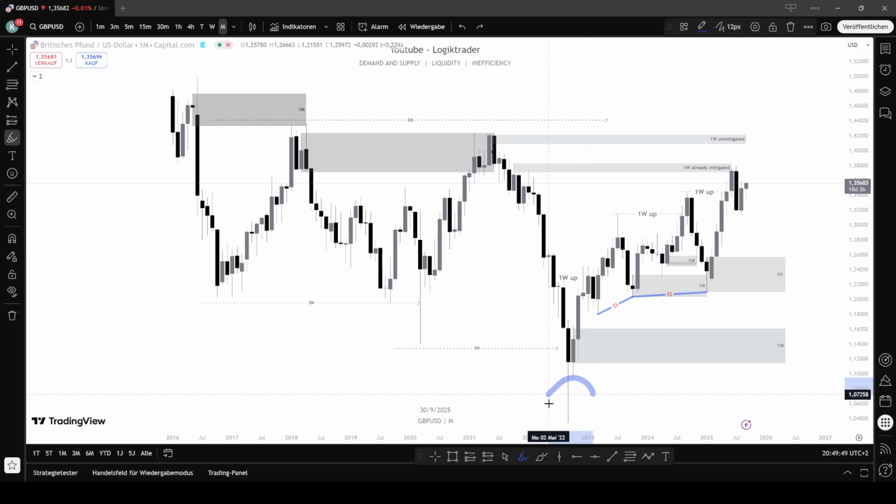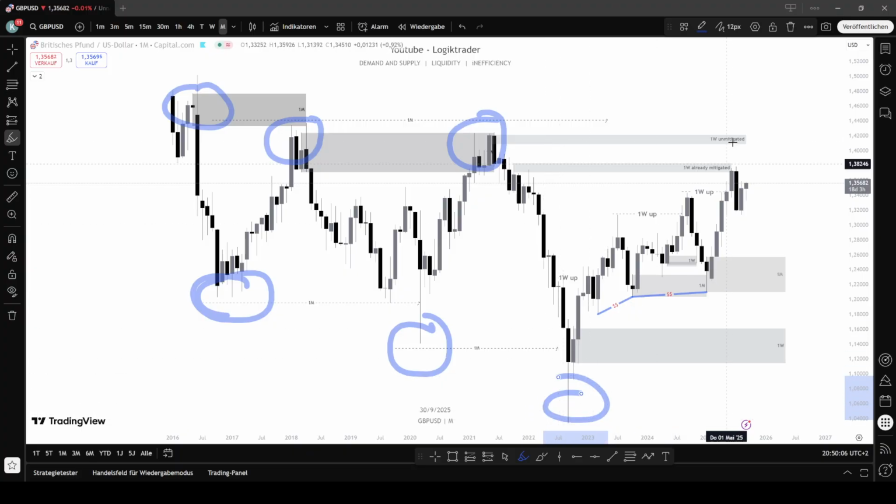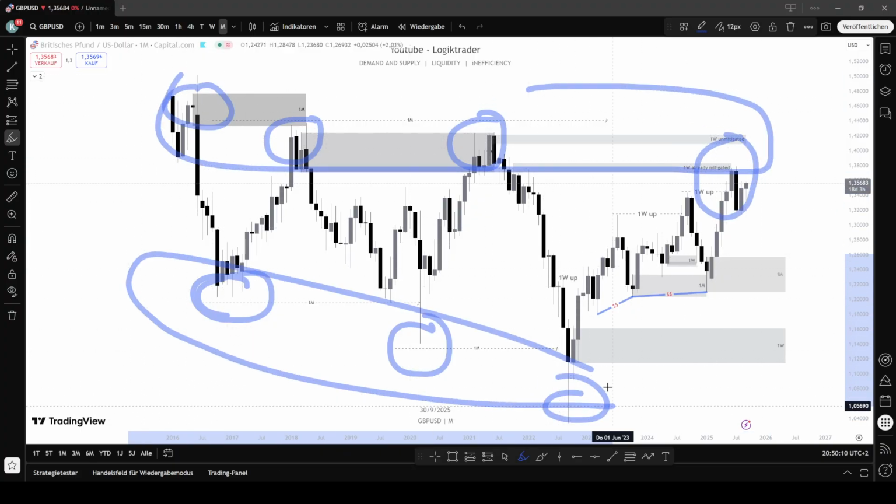We need to focus on the most recent low and the most recent high, right? This is the most recent low and this is the most recent high. Remember, we have this high which went down to create this low. We have this high, we have this low. We have this high, we have this low. We have this high, right? We have four highs up here and three lows below here.